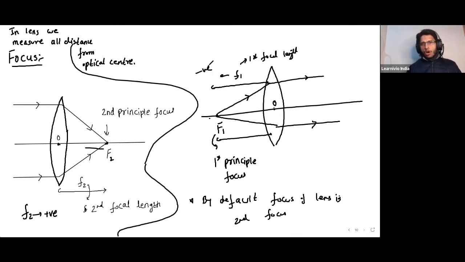But whenever we talk about the focus of a lens, we always talk about the second focus. We always say second principal focal length of a lens, and the second principal focal length of a lens is a strictly positive quantity.